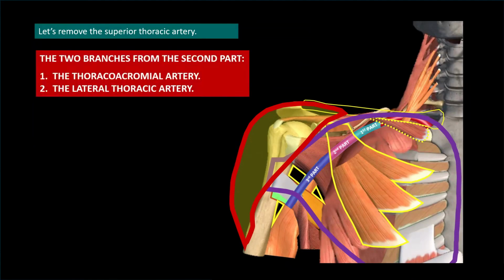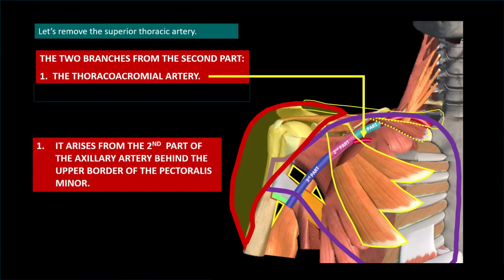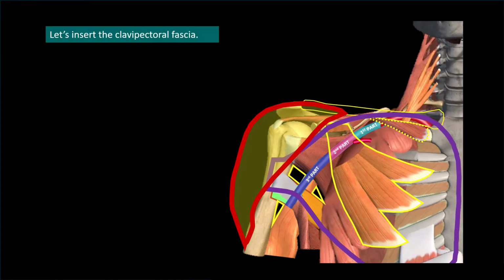The 2 branches from the second part. 1, the thoracoacromial artery. 2, the lateral thoracic artery. The thoracoacromial artery. 1, it arises from the second part of the axillary artery behind the upper border of the pectoralis minor. Let's insert the clavipectoral fascia.